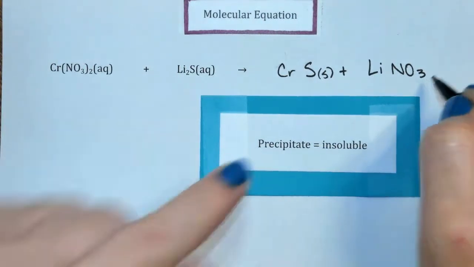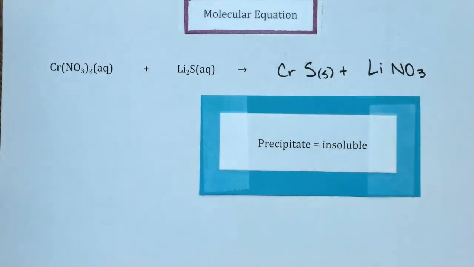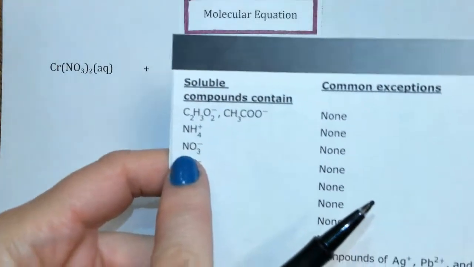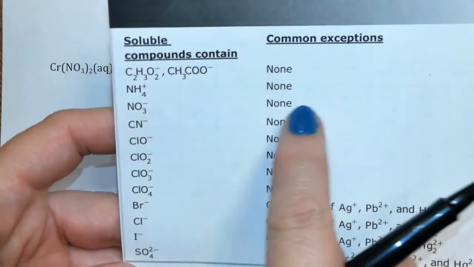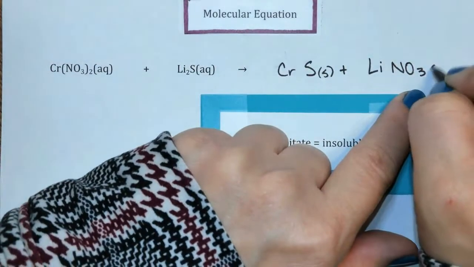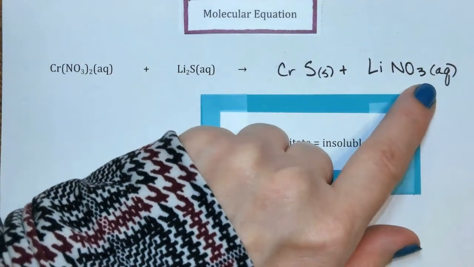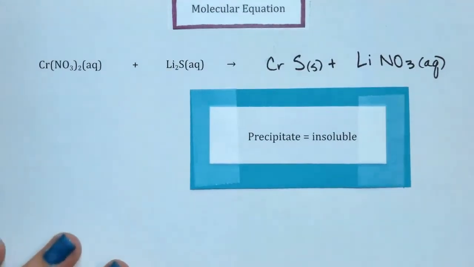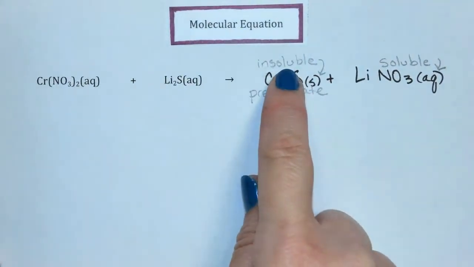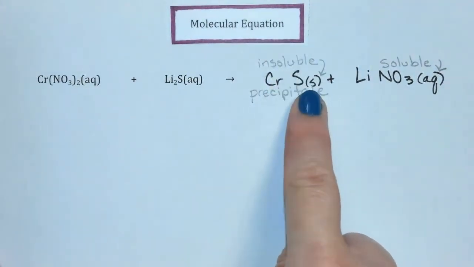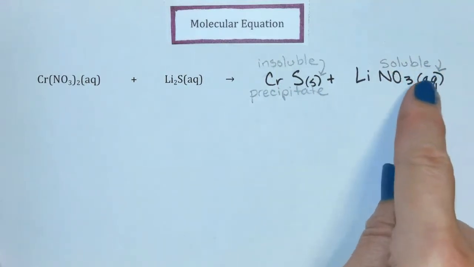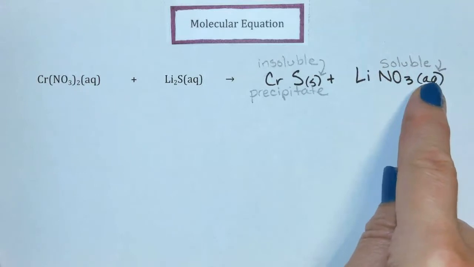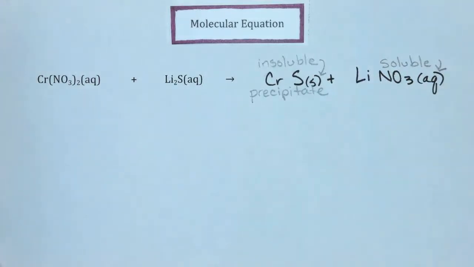And then that means that this one automatically is aqueous, although we can verify it. Here is the nitrate ion. It is soluble with no exceptions. So because this is soluble, it gets an AQ for aqueous. To summarize that, because this was insoluble, we labeled it a solid because that is our precipitate. Because this one was soluble, we labeled it AQ, which stands for aqueous or dissolved in a solution.